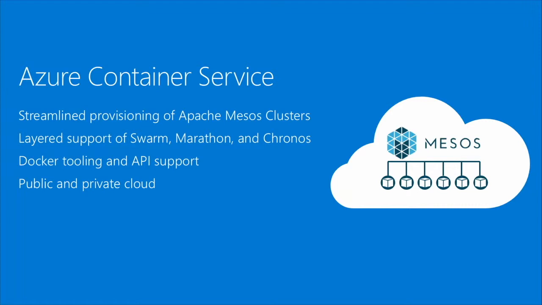And that is the very recently announced Azure Container Service. This solution is a streamlined way of provisioning Apache Mesos clusters that will allow the layering of support of Swarm, Marathon, or Chronos on top of it, with, of course, the tried and tested and very popular Docker tooling and API support that will be able to support both in public and private clouds. And so this will be available as an Azure service. And if you want to see more details on this, you can find Ross's video that spends most of the time talking about this new service and the capabilities that we will offer with it.